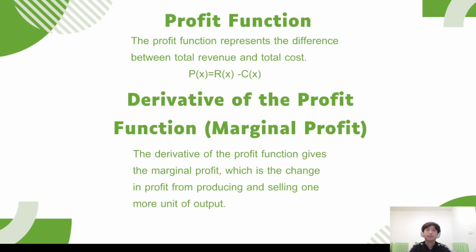The profit function represents the difference between total revenue and total cost. The derivative of the profit function gives the marginal profit, which is the change in profit from producing and selling one more unit of output.